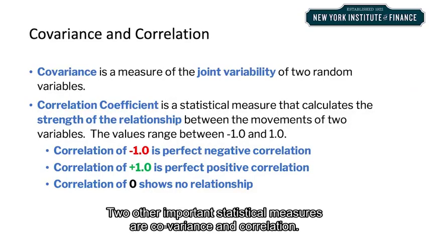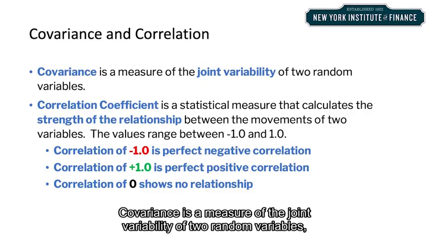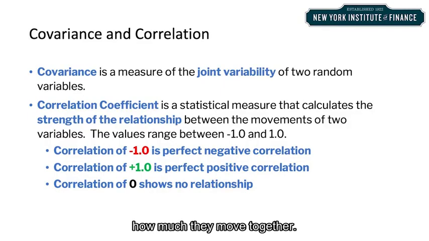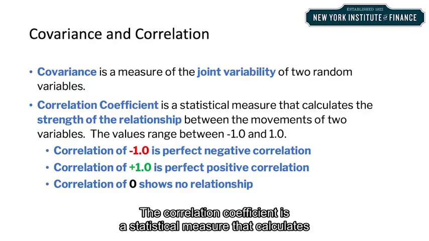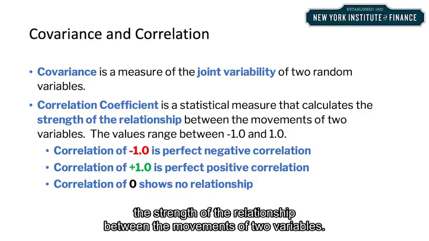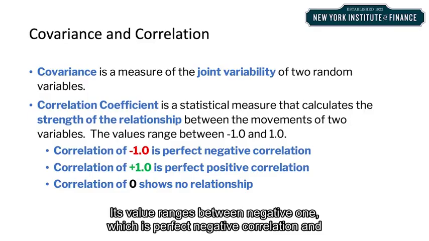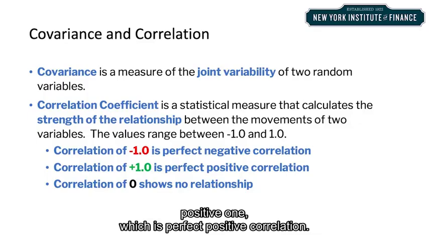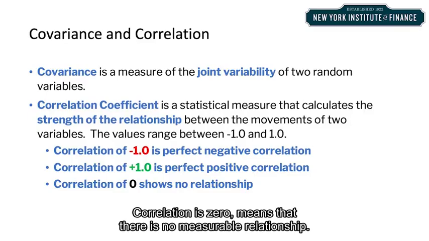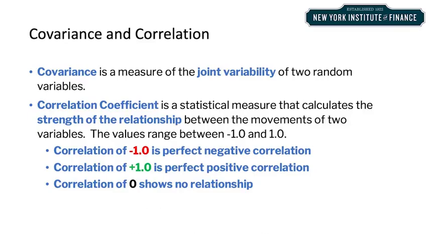Two other important statistical measures are covariance and correlation. Covariance is a measure of the joint variability of two random variables, how much they move together. The correlation coefficient is a statistical measure that calculates the strength of the relationship between the movements of two variables. Its value ranges between -1, which is perfect negative correlation, and +1, which is perfect positive correlation. Correlation of 0 means that there is no measurable relationship.